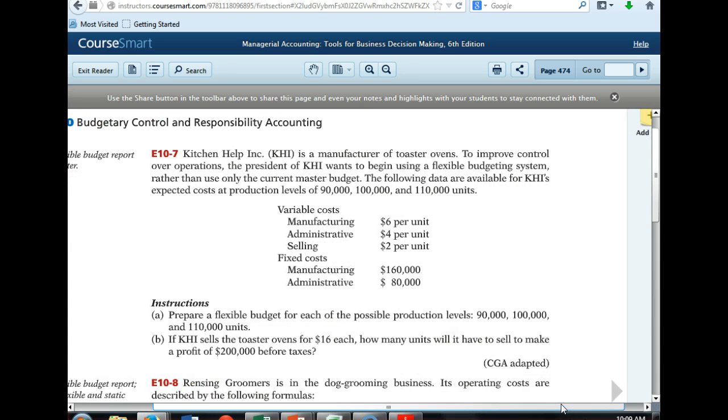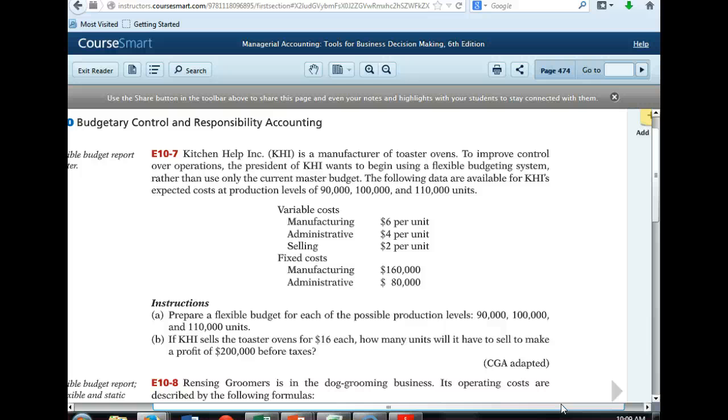Kitchen Help Inc. is a manufacturer of toaster ovens. To improve control over operations, the president of Kitchen Help wants to begin using flexible budgeting systems rather than only the current master budget. The following data are available for KHI's expected cost at production levels of 90,000, 100,000, and 110,000 units.